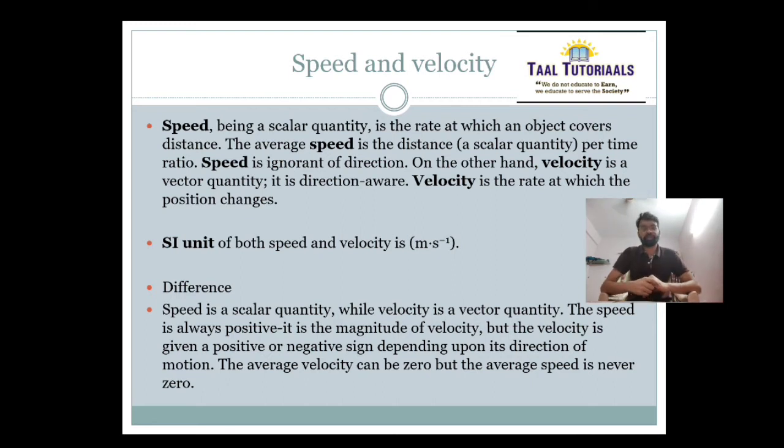What is the difference between speed and velocity? The first difference is that speed is a scalar quantity, while velocity is a vector quantity. The speed is always positive. It is the magnitude of the velocity, but the velocity can be positive or negative depending upon the direction of the motion. The average velocity can be 0, but the average speed can never be 0. As I said, both the SI units are meter per second.